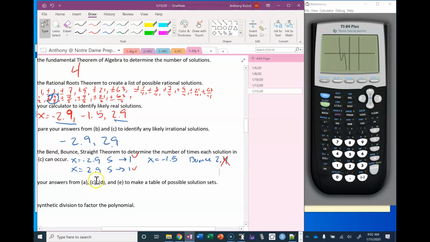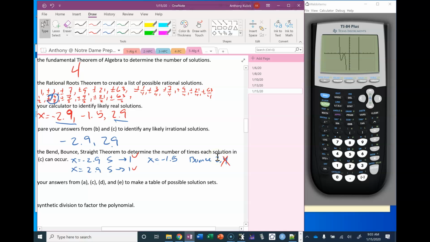Yeah. Straight means it's used 1 time, always 1 time. Okay. Bounce, it's going to be used an even number of times, at least 2. So it could be used 2 times, 4 times, 6 times, etc. But we're capped at 4 total solutions. Okay. So if these are used 1 each, it has to just be used twice.